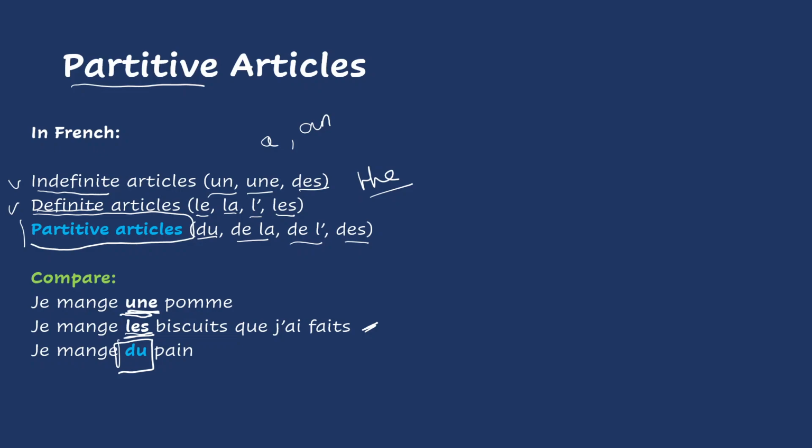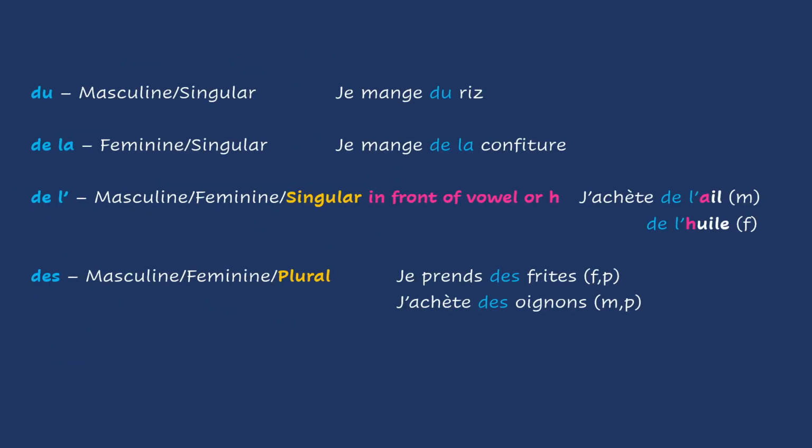Je mange du pain. I eat some bread, a part of that bread. So you are going to use the partitive article du with a noun that is masculine singular, such as riz, which means rice. Je mange du riz. I eat some rice. And you see, we cannot count rice. It's a quantity. You cannot just say, I eat one rice, right? You eat some rice. Je mange du riz.